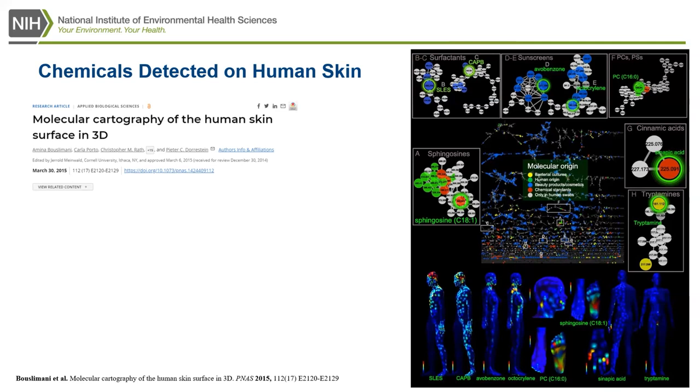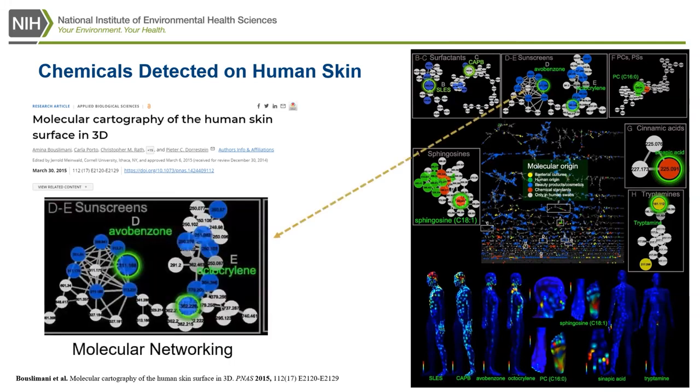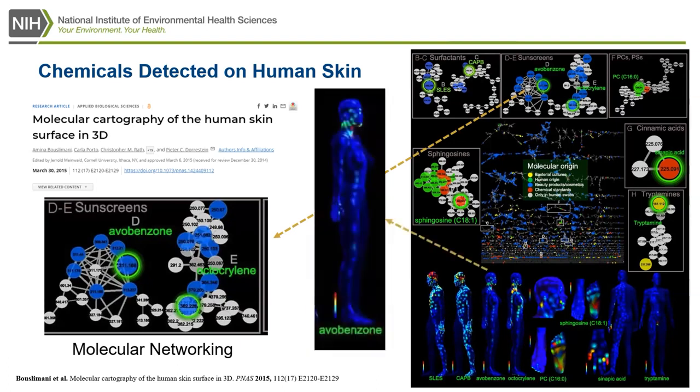I saw this and was super interested, and we'll talk a lot about molecular networking and some of the tools that were used to analyze this data. But I saw this particular set, which is sunscreens, and unsurprisingly, they were found on the skin, right? Avobenzone is one example, and in this particular individual it is found around the face and neck, so where you would imagine applying sunscreen.